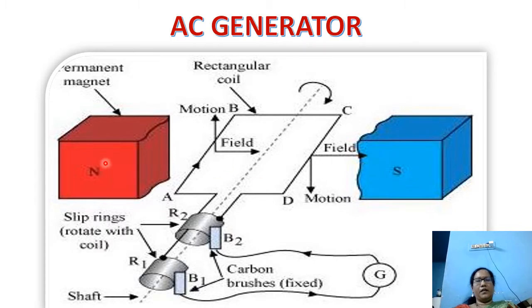This is the magnet. This is the north. This is the south. This is a rectangular coil, also called the armature. These are slip rings that rotate with the coil. These are brushes, B1, B2, carbon brushes, fixed with the galvanometer. This is copper wire, rectangular copper wire.